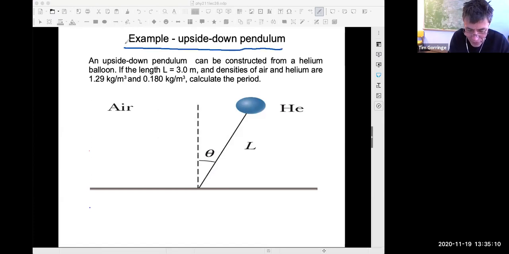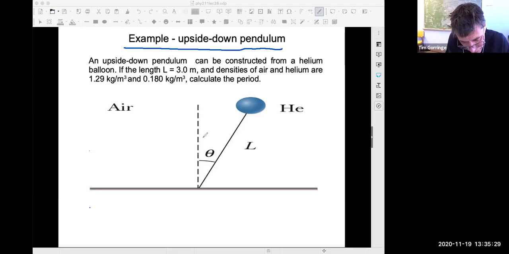I remember, when my kids were young, we took them to the upside down house. And I was surprised to see that there was no upside down pendulum in the upside down house. But here's the upside down pendulum.